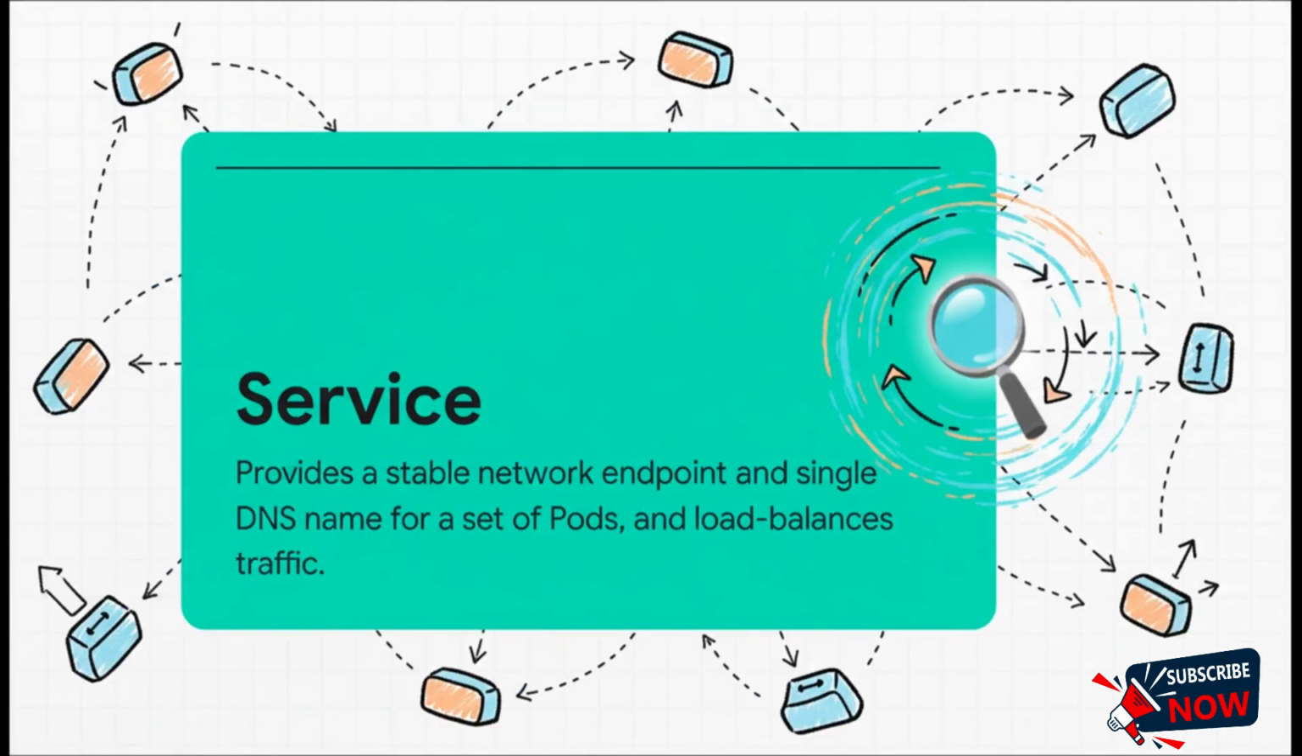And finally, we have services. Now, because pods can come and go, they get created, they crash, they get replaced, their internal network addresses are always changing. A service solves that problem. It's like the air traffic control tower. It gives you one single stable address to talk to, and then it automatically routes all the incoming traffic to a healthy pod that's ready to handle it. It even balances the load between them.